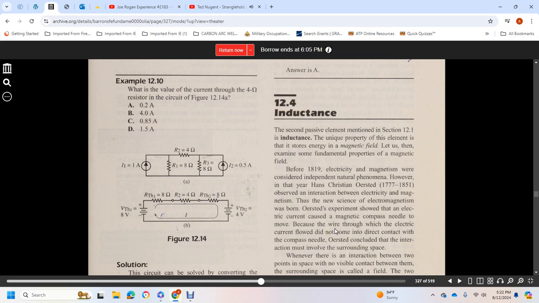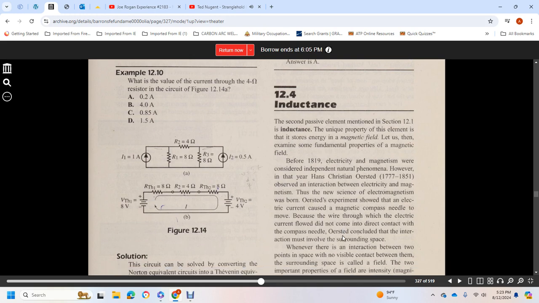Electricity and magnetism were once considered independent natural phenomena, but over the years Hans Christian Oersted, between 1777 and 1851, observed the interaction between electricity and magnetism. The new science of electromagnetism was born. The experiment shows that the electric current caused a magnetic compass needle to move, even though the wire through which the current flowed did not come into direct contact with the compass needle. Oersted concluded that the interaction must involve the surrounding space.